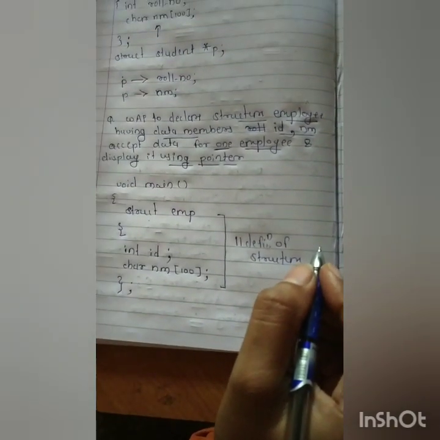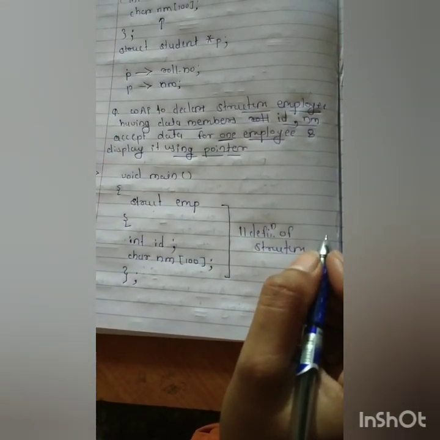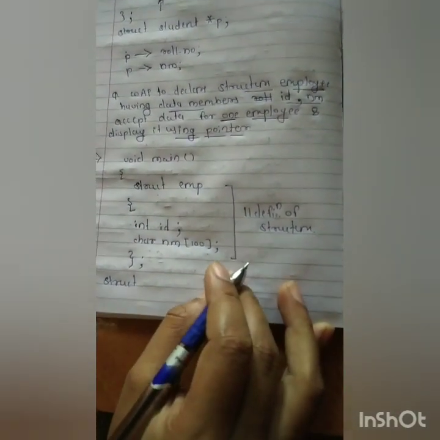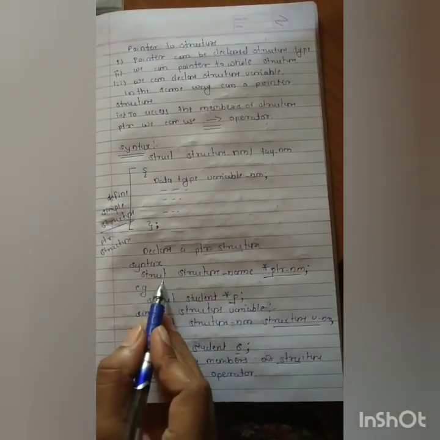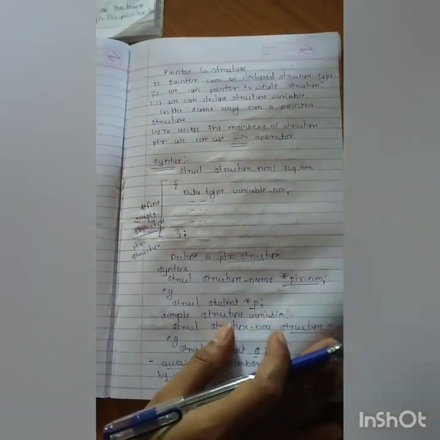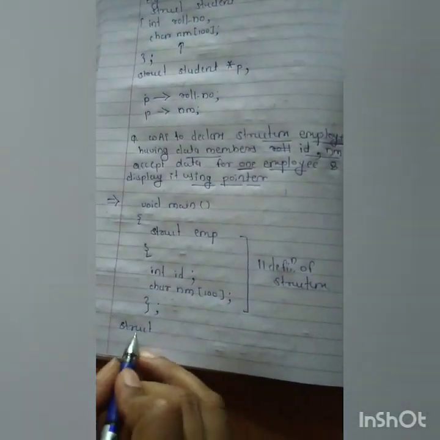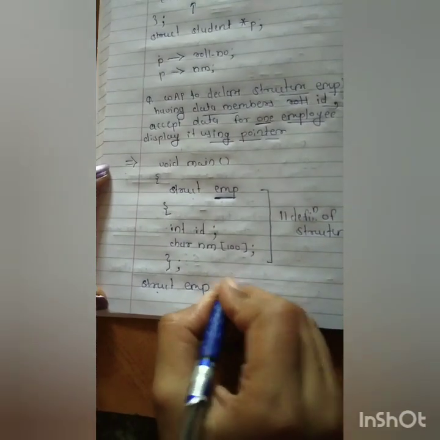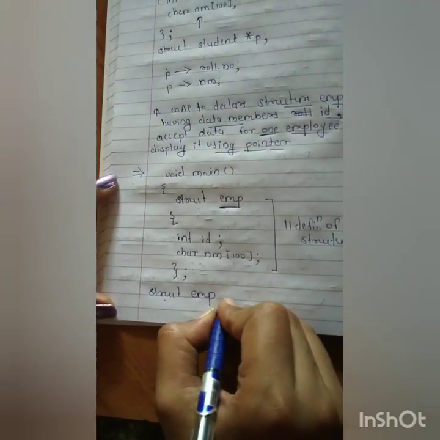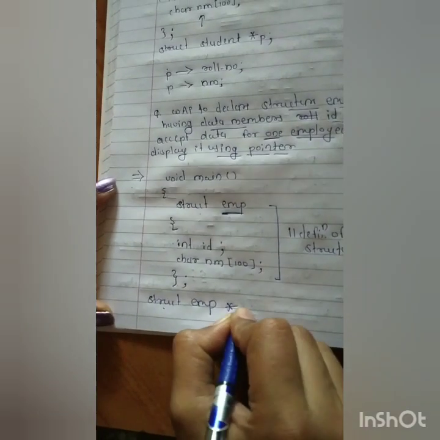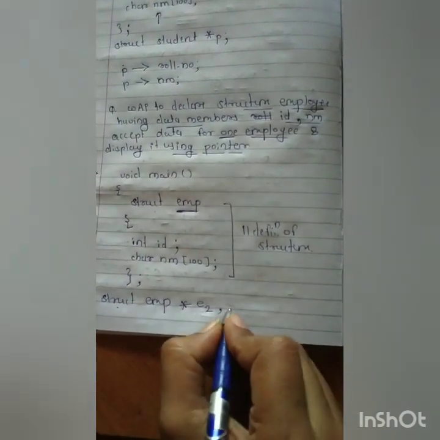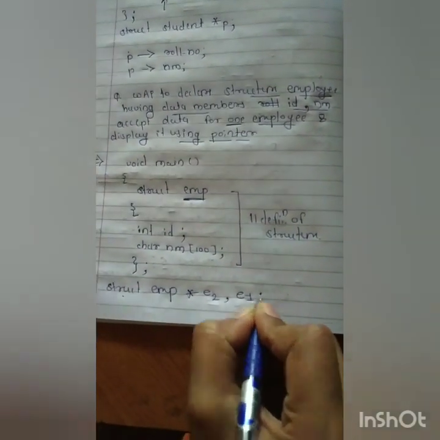After that we can declare a structure. How to declare a structure? The syntax of declaration of structure is: struct keyword, structure name and pointer name. Here we take the struct keyword, the structure name is employee, and suppose we take a structure pointer variable name as *e2, and here we can also declare a simple structure variable, that is e1.